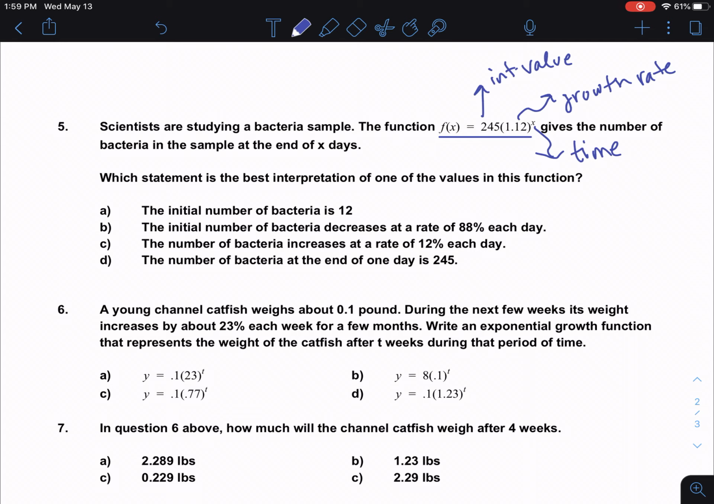So which statement is the best interpretation? A says the initial value is 12. Nope, we know that's not true. B says the initial bacteria decreases at a rate of 88%. It's not decreasing, it says that it's growing. C says it increases at 12% each day. No, it's increasing at 1.12. And then D says the number of bacteria at the end of day 1 is 245, and that is true because that is your initial value there.